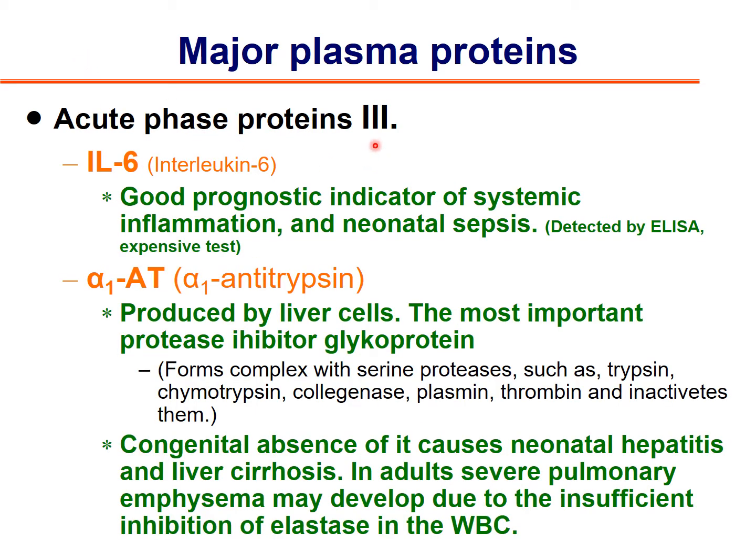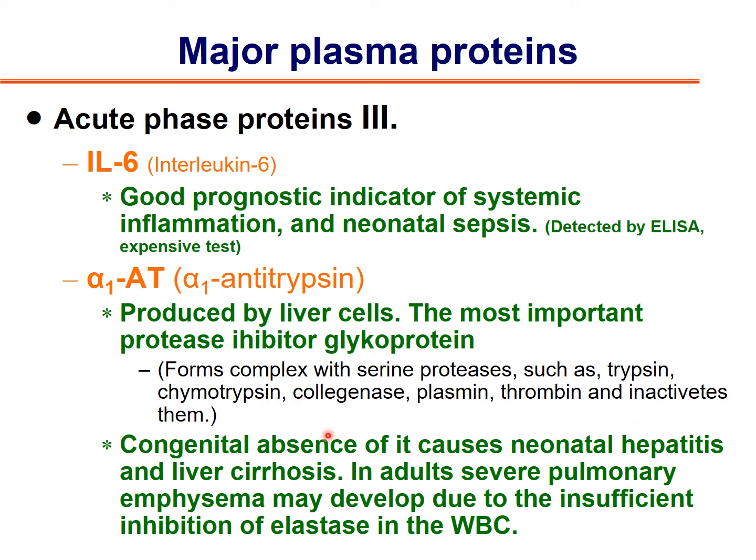Acute phase reactant proteins such as interleukin 6 are a very good prognostic indicator of systemic inflammation and neonatal sepsis, detected by ELISA, and relatively that's an expensive test. Alpha-1 antitrypsin, produced by the liver cells, is the most important protease inhibitor glycoprotein. It forms complexes with serum proteases such as trypsin, chymotrypsin, collagenase, plasmin, and thrombin, and inactivates them.